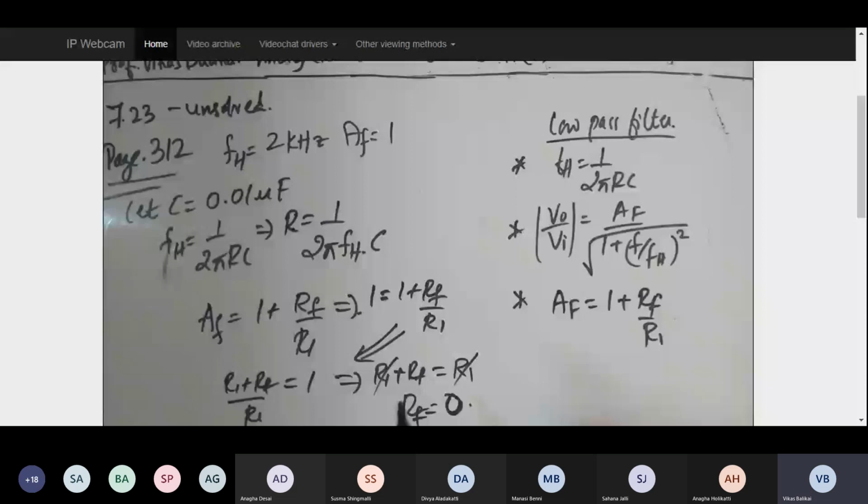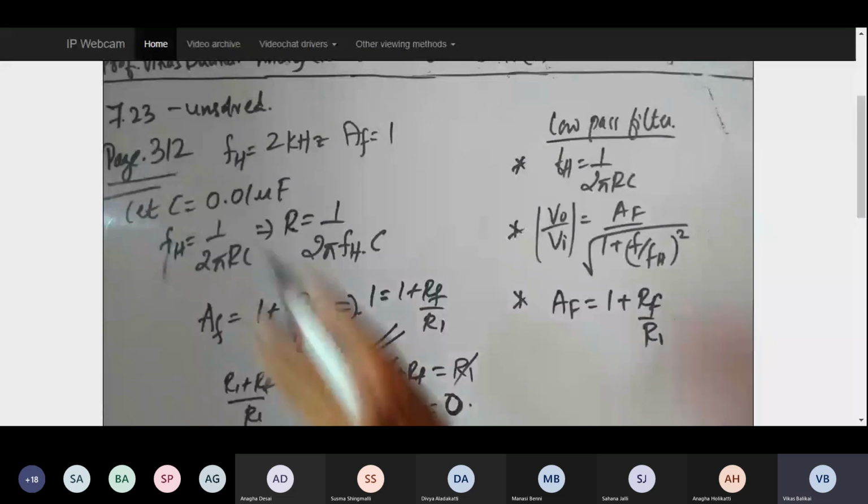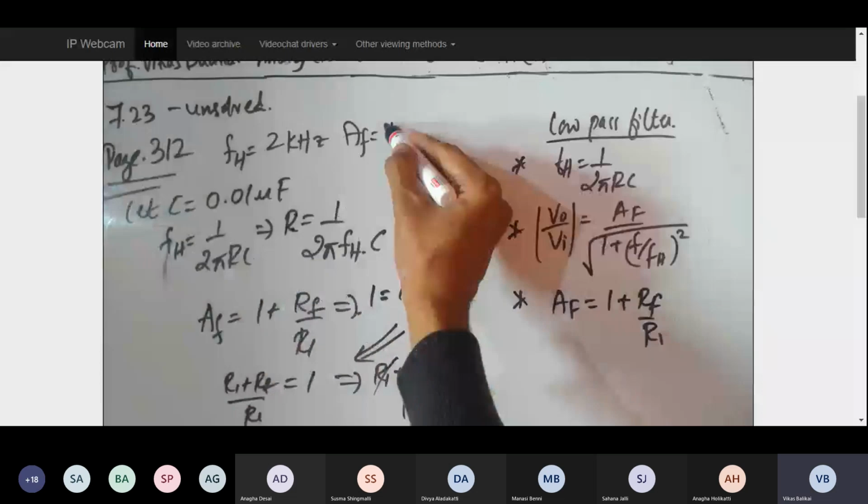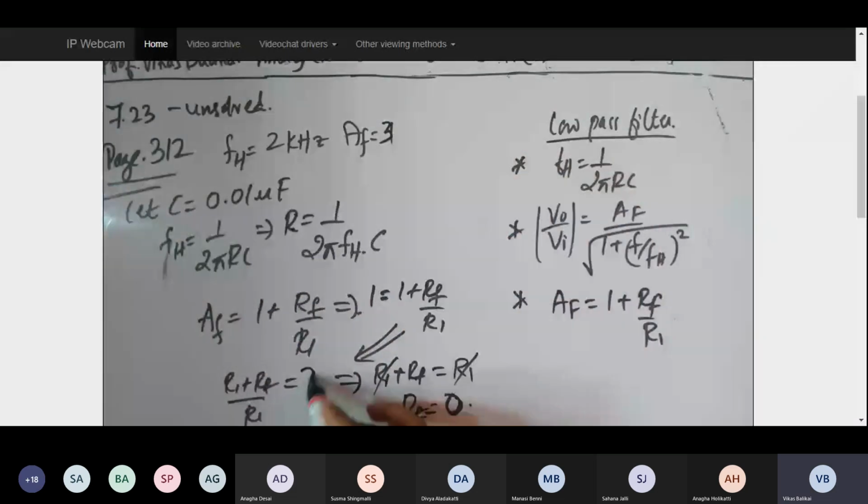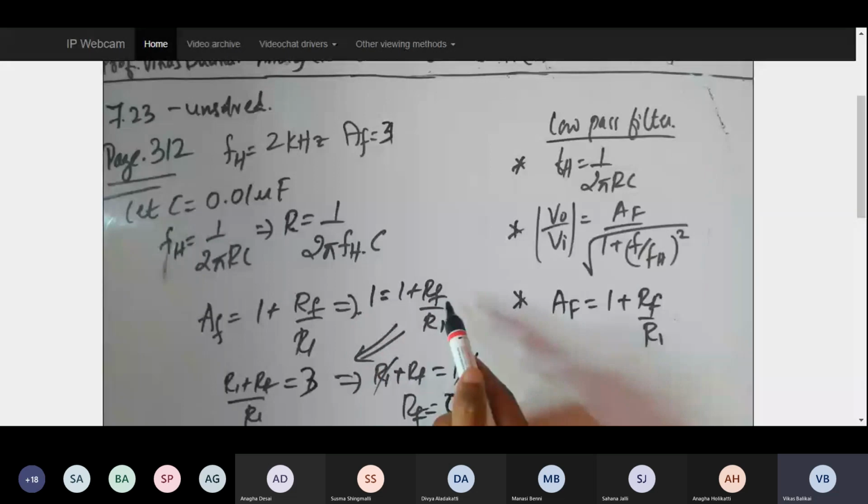The next version of this problem will be, they'll change this AF, maybe from 1 to 3. In that scenario, this will be 3, and accordingly you try to calculate it. Here you can do it, the 1 and 1 cancel out, and if you take 1 to this side it becomes 0. RF by R1 is equal to 0, which means both cancel out. So there is no RF and R1.